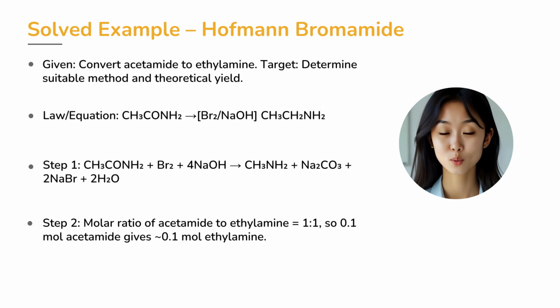sodium bromide, and water. Notice the molar ratio is 1:1, meaning if you start with 0.1 mole of acetamide, you can theoretically get about 0.1 mole of ethylamine. Picture the complete balanced reaction scheme on screen with structures of acetamide and ethylamine clearly labeled, along with the mole numbers next to each reactant and product. This example illustrates how the Hoffmann bromamide reaction is a practical tool for efficiently making primary amines with predictable yields.